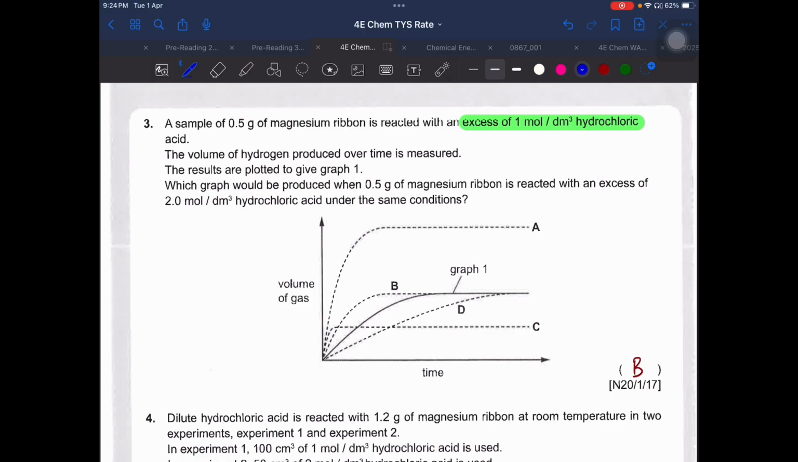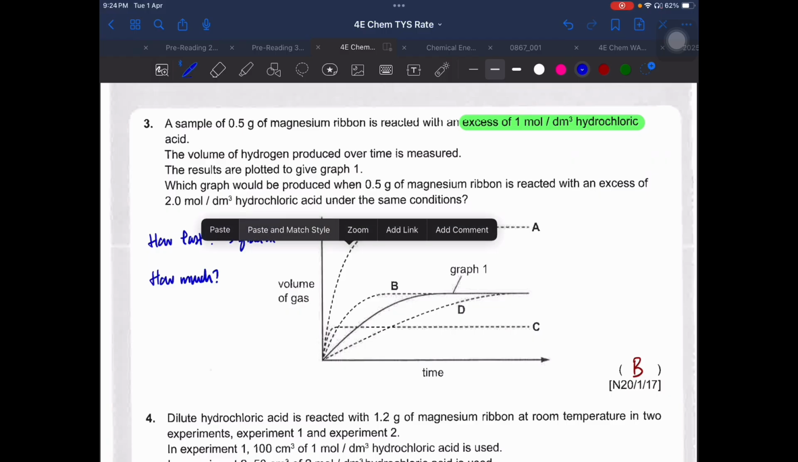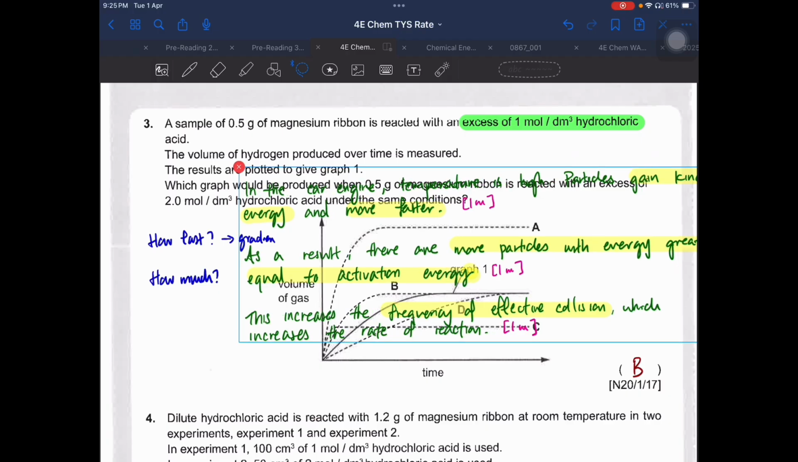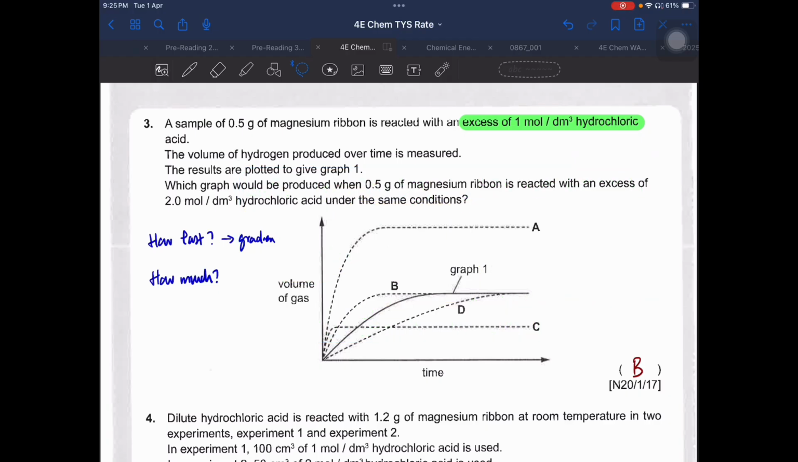Now, I mentioned to the class before that in every graph question, there's always a how fast and there's going to be a how much. Now, what do I mean by that? A how fast question is something that addresses the gradient of the graph, whether the gradient is going to be steep or whether the gradient is going to be gentle, right? So that's about the gradient of the graph. A how much question is about the height of the graph. That means how much of the product you're going to get, right?